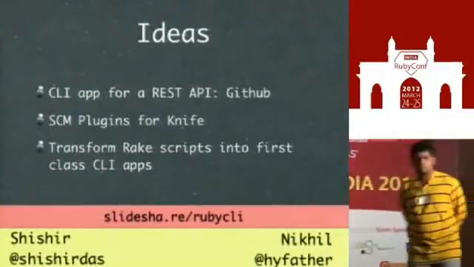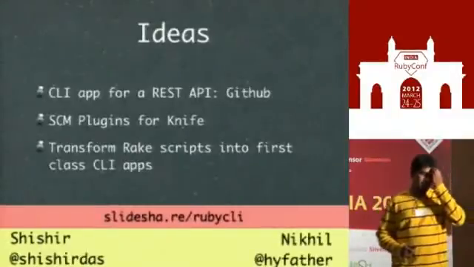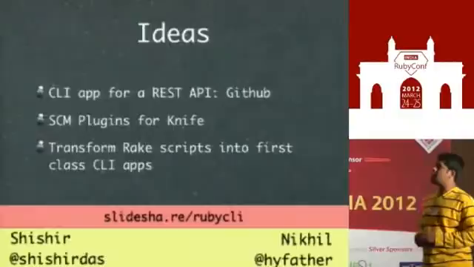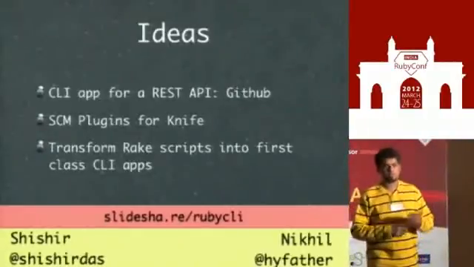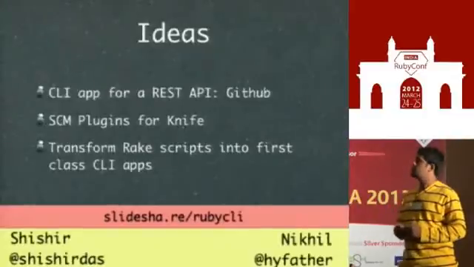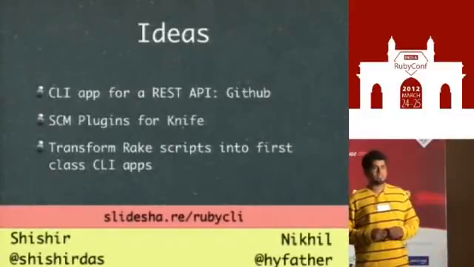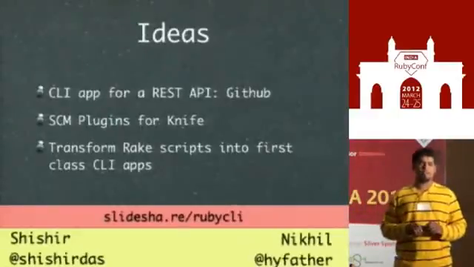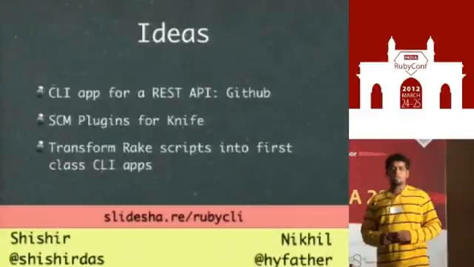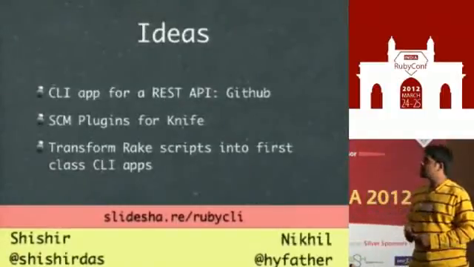So yeah, we thought it would be cool to have a few ideas that you guys can go ahead and experiment with, maybe write CLI applications. As Shishir told us, you can have a CLI app that can successfully crawl a RESTful API, like maybe the one that GitHub provides. You can also have, if any of you use Knife, there is a serious lack of plugins out there that integrate with a solid SCM tool, like version control software. So maybe that is a potential out there.